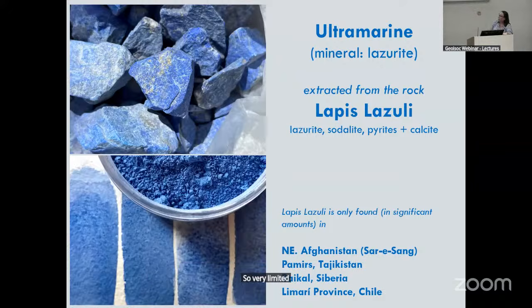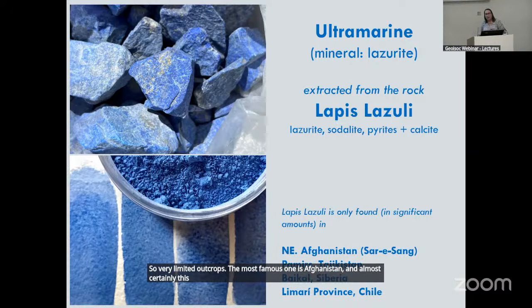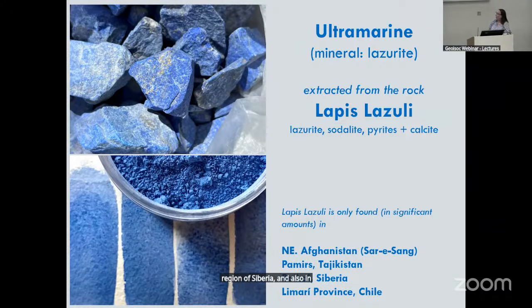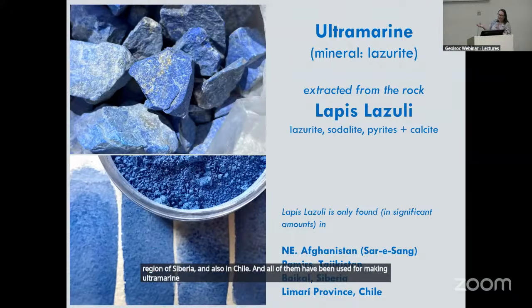The most famous one is Afghanistan, and almost certainly this was the only site used in antiquity and historically. And then, in the 20th century, some of the sites have come to light in the Pamirs, in the Baikal region of Siberia, and also in Chile. And all of them have been used for making ultramarine pigments, but the Afghan stuff is the best, absolutely. It's the most intense blue.